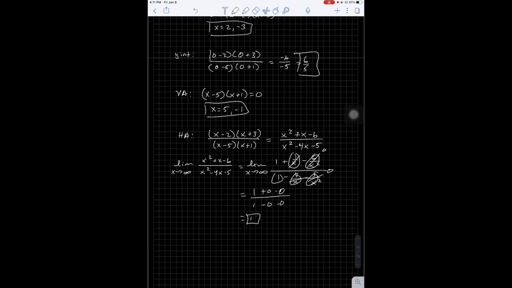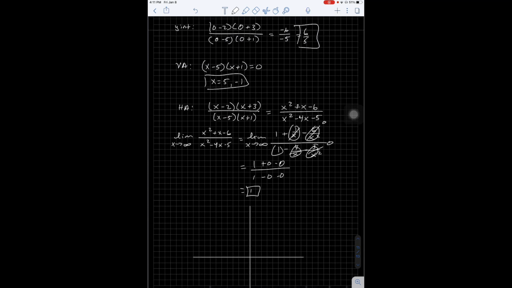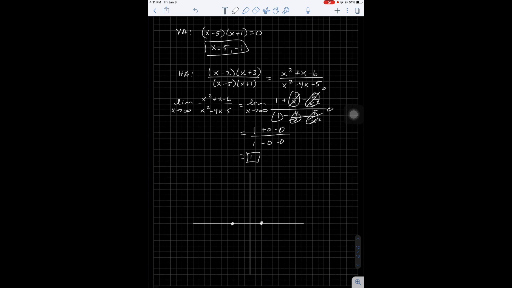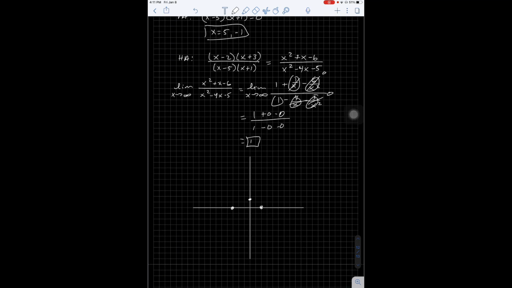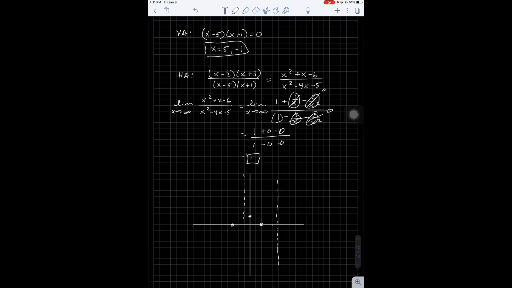All right, let's draw these and figure out if we need some extra points or not. My x-intercepts are 2 and -3. My y-intercept is 1 1/5. My vertical asymptotes are going to be 5 and -1. I've got 2. There we go. And then my horizontal asymptote is going to be 1.